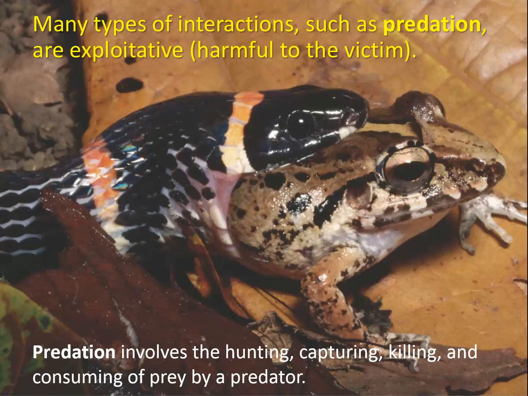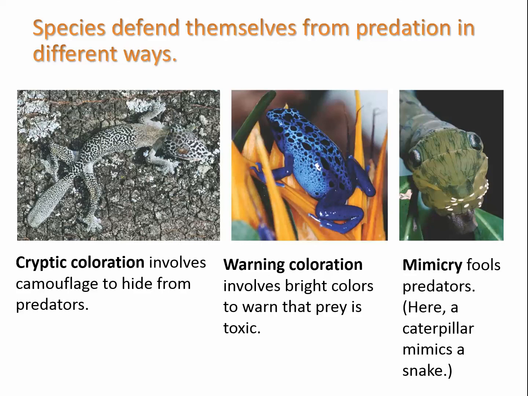And so let's take a look at some of those interactions. Predation. This is exploitative, meaning it's harmful to the victim. I wouldn't want to be that frog. It involves the hunting, capturing, killing, and consuming of prey by a predator. And we have different ways that species defend themselves from predation. You can have coloration, in this case camouflage. You can have warning coloration saying, hey, I'm poisonous, don't eat me. Or you can have mimicry, fools the predators by making an animal look like something else. Here a caterpillar mimicking a snake.